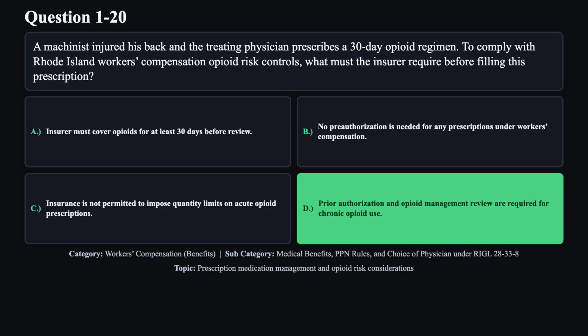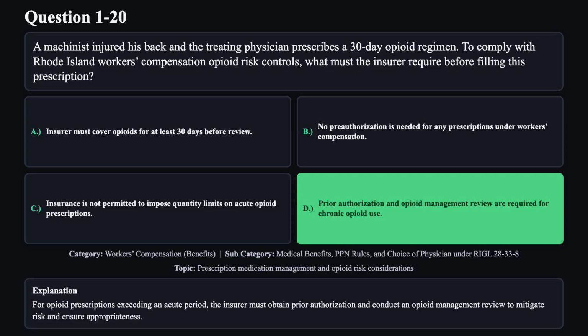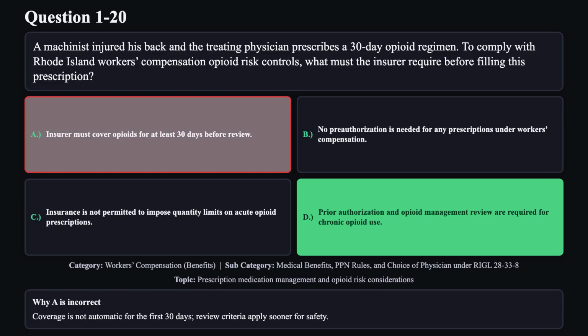The correct answer is D. For opioid prescriptions exceeding an acute period, the insurer must obtain prior authorization and conduct an opioid management review to mitigate risk and ensure appropriateness. Reason A is not correct. Coverage is not automatic for the first 30 days. Review criteria apply sooner for safety.